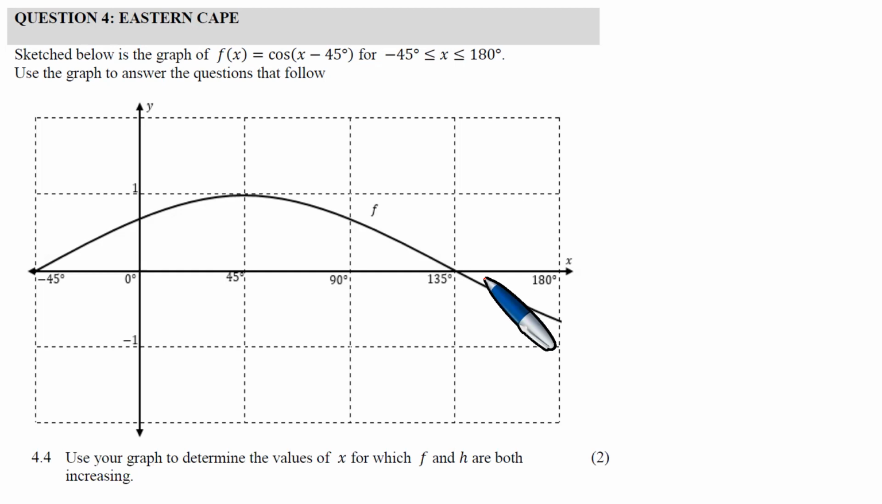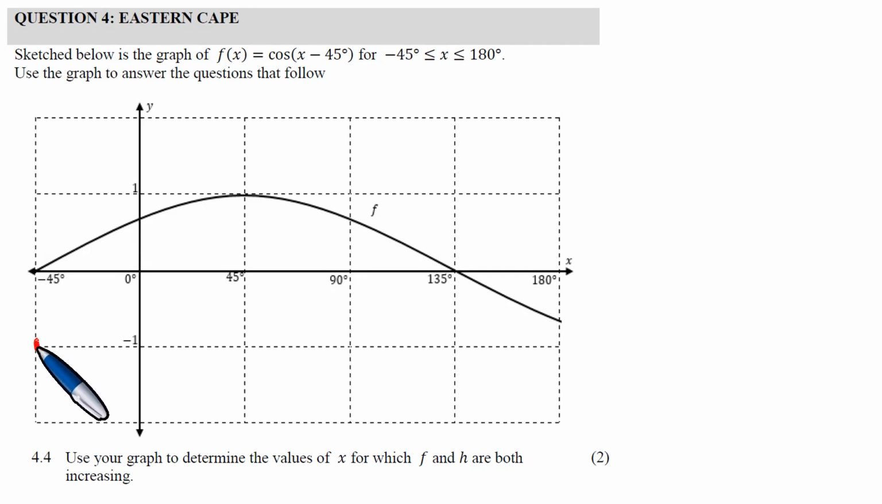Use your graph to determine the values of x for which f and h are both increasing. Okay, I'm giving you some small exercises. You'll forgive me, please. I just thought I should give you something to try, so that you can train your mind. You'll say, but now this graph is on the other side. So you must draw f and h here.